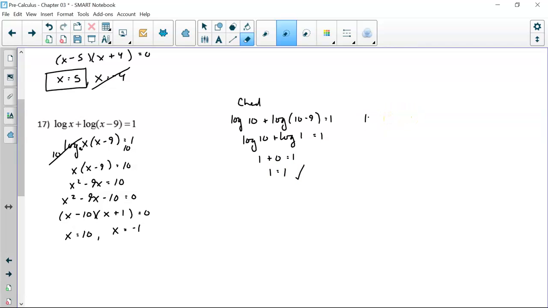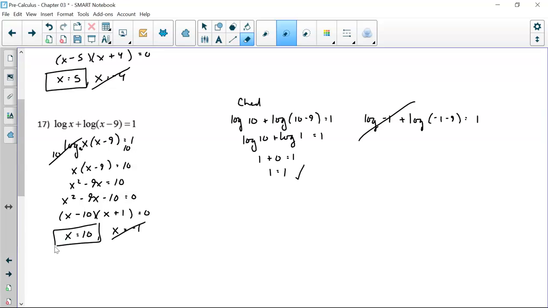Now with the negative, log of negative 1. Once again, as soon as I see that, I'm not even going to continue with the rest, even though I am right now. But you can see as soon as you get the log of the negative, throw it away. Can't take the log of a negative number. x equals 10 is our only valid solution.